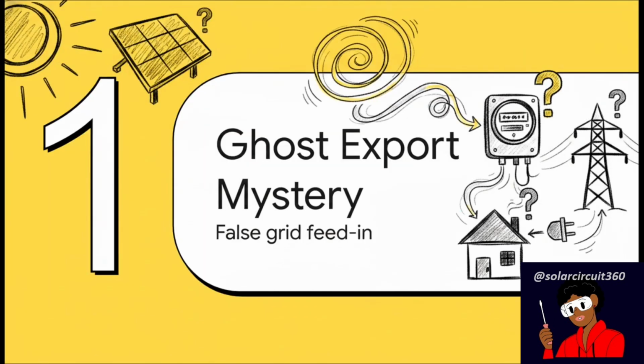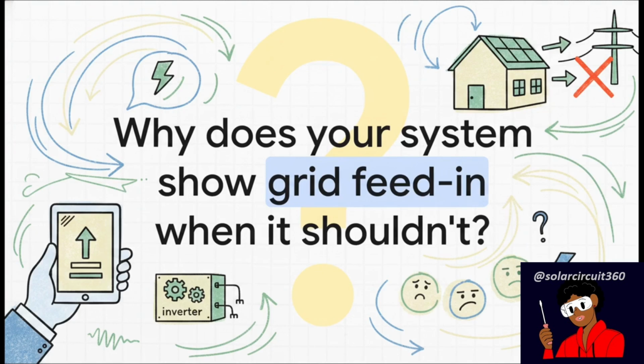Okay, let's jump right into Section 1, the ghost export mystery, when zero export systems show false feed-in. You know the exact scenario I'm talking about. It's driven practically every solar installer and DIYer absolutely crazy at some point. Picture it. You're staring at your app or your inverter screen. You've double-checked every single setting, but you're still seeing power flow back to the grid. And you're just sitting there wondering, how is that even physically possible?